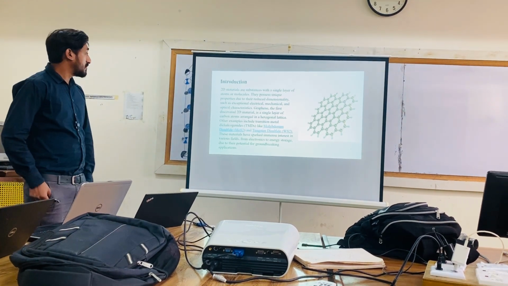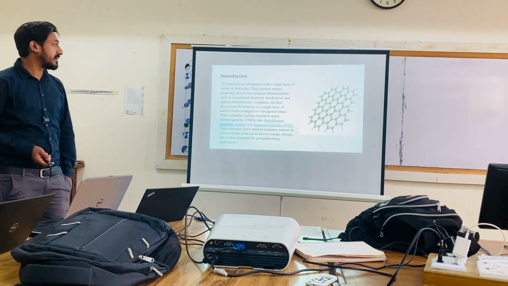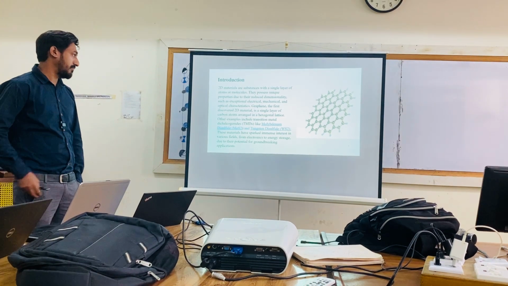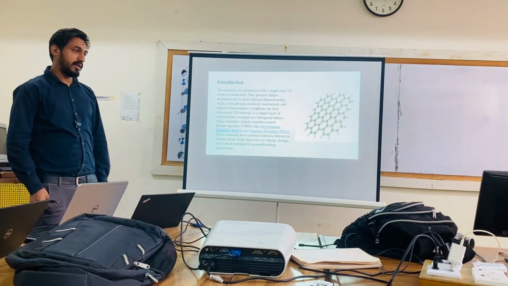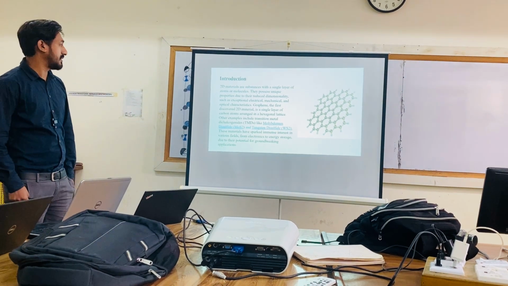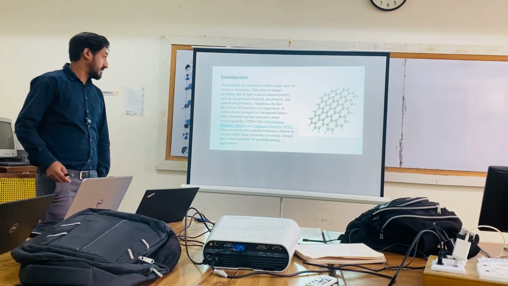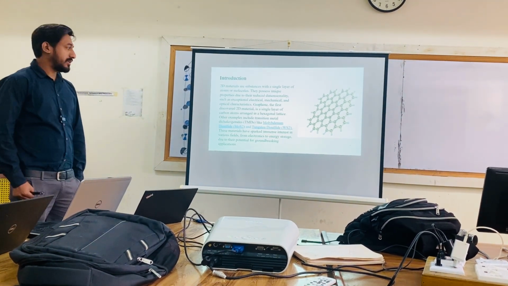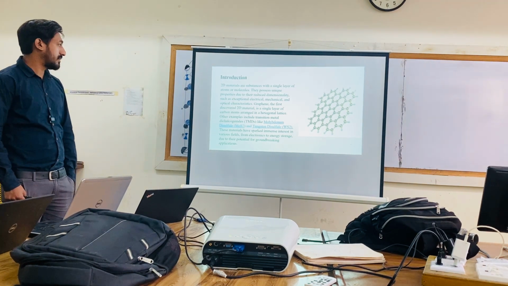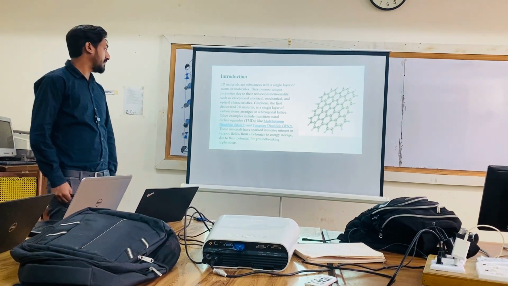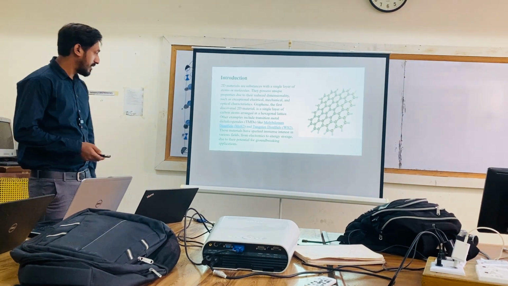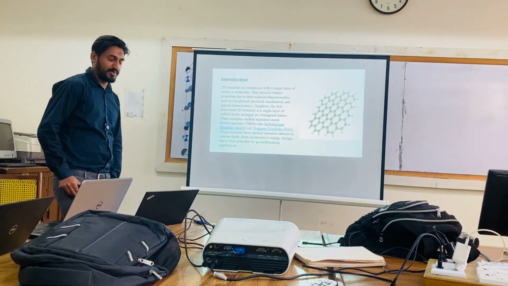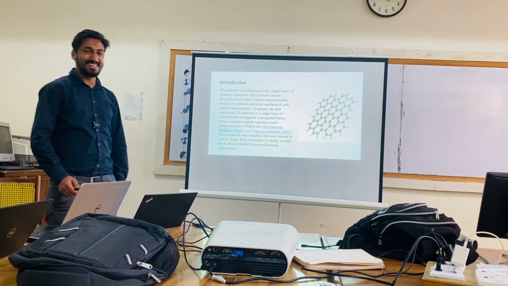Now let's introduce 2D materials. 2D materials are substances with a single layer of atoms or molecules. They possess unique properties: they have very small dimensions and exceptional electrical and thermal conductivities and optical characteristics. As I told you, graphene was the first ever discovered 2D material. It's a single layer of carbon atoms. Also, we have other 2D materials belonging to the TMD family, molybdenum disulfide and tungsten disulfide, MoS2 and WS2. What is this TMD? Sorry, transition metal dichalcogenides.